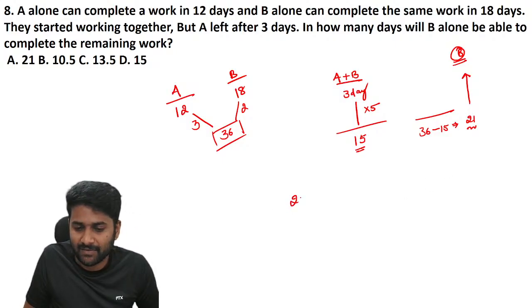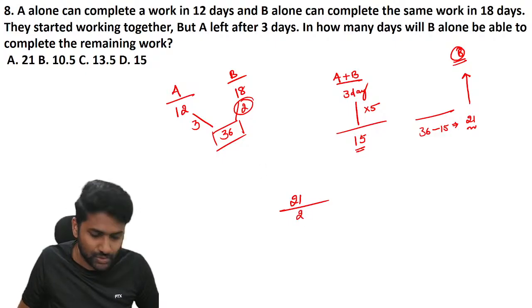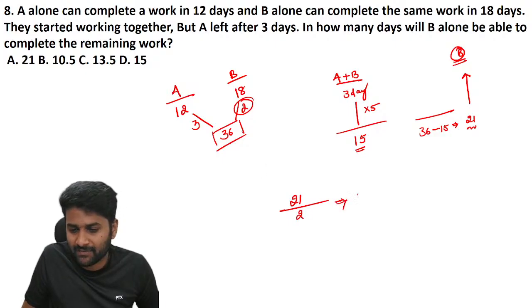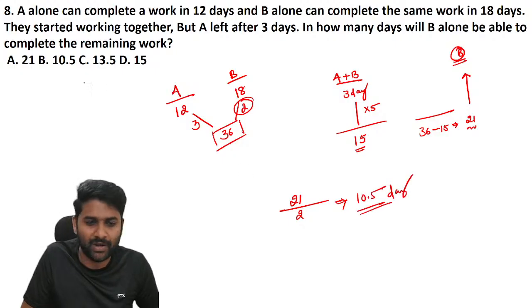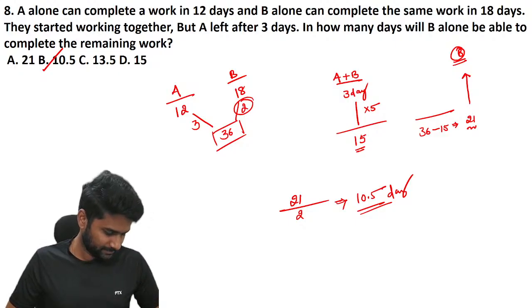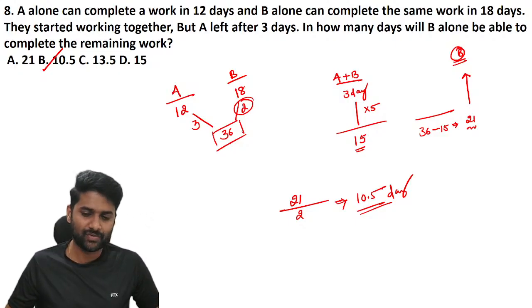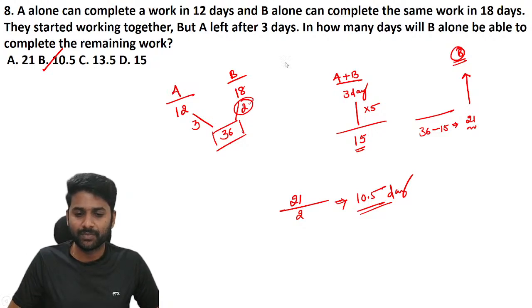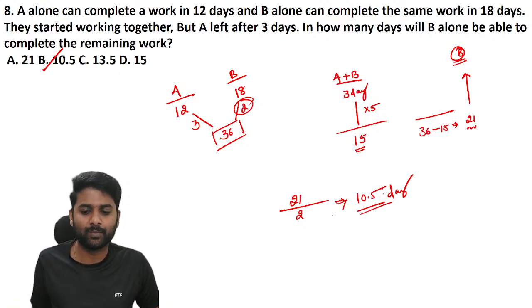See, the remaining work is 21 units. Now we are assigning it to B. Efficiency of B is 2 units per day. For 21 units, it takes 10.5 days. Clear? The remaining 21 units have to be completed by B. Efficiency of B is 2 units per day. 21 divided by 2, so B completed the remaining work in 10.5 days.